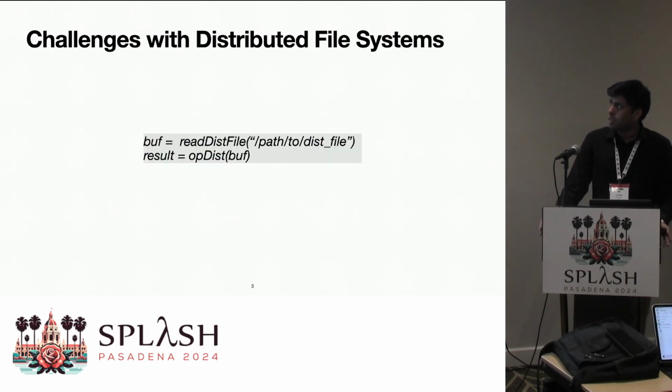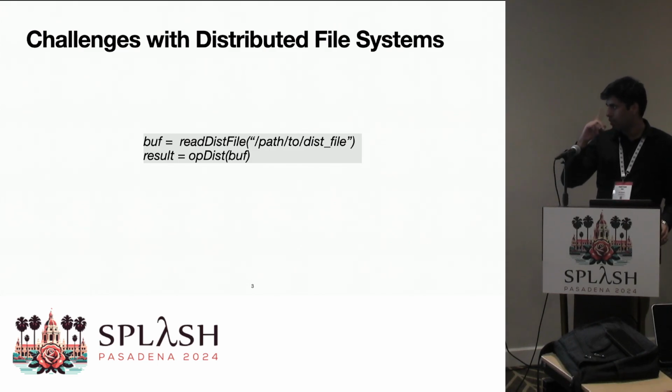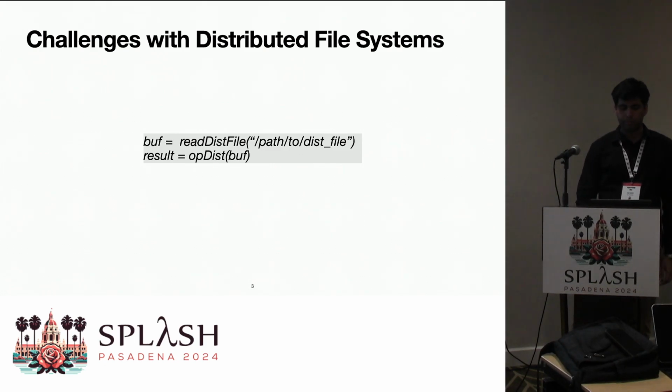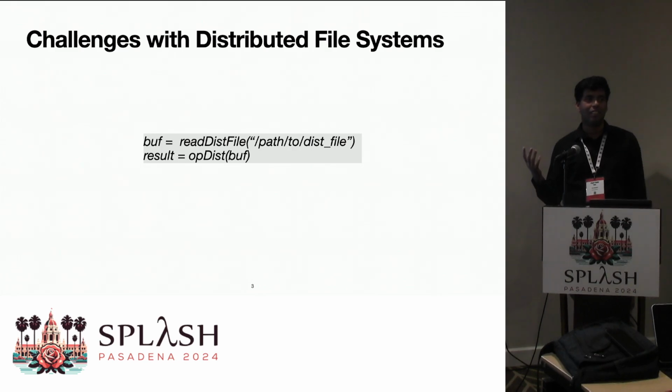But what are the challenges with distributed file systems? Storing files on a distributed file system is not always as straightforward as storing it on your local storage. A typical operation over a distributed file looks something like this, where you have an API call to load the file from your distributed storage into a buffer, and then you perform some operation over it. But although these API calls look very innocent, there's a lot going on under the hood, as you might imagine.